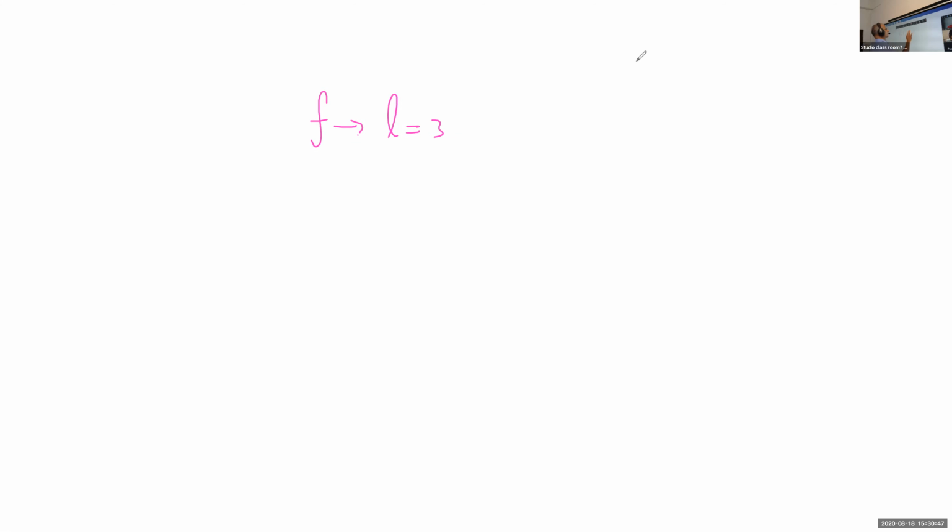And which are the possible m values? Minus L to plus L, minus 3 to plus 3: minus 3, minus 2, minus 1, then 0, plus 1, plus 2, and plus 3. How many values are possible here? 7 values. And how many orbitals are possible? 7 orbitals are possible.